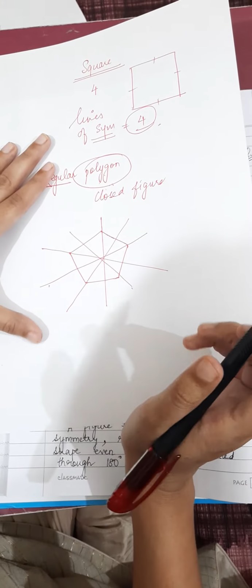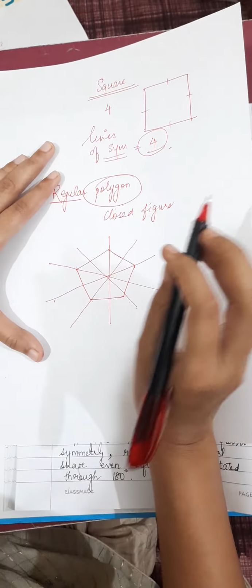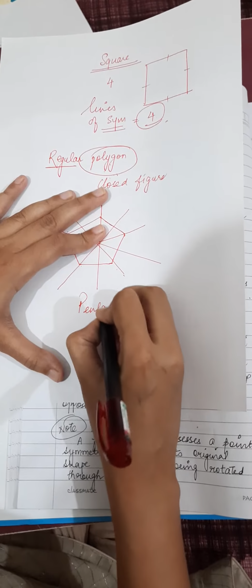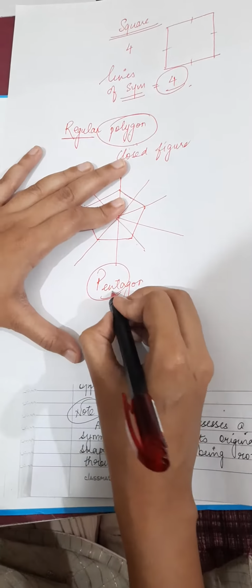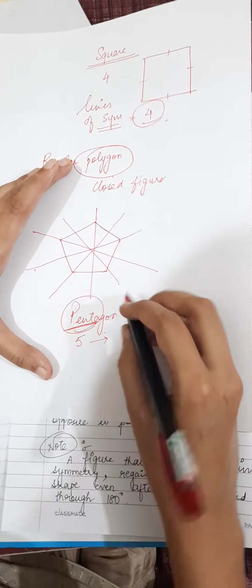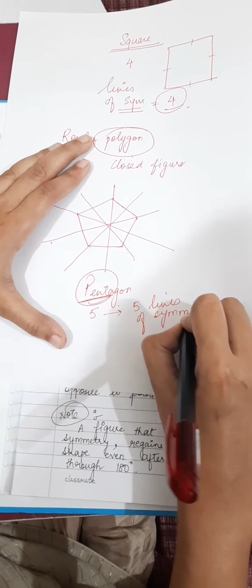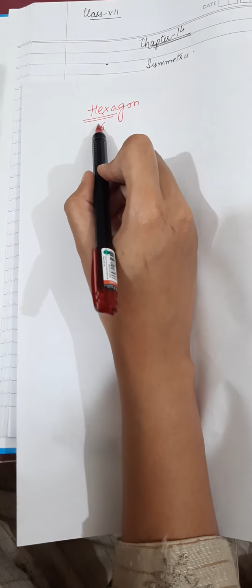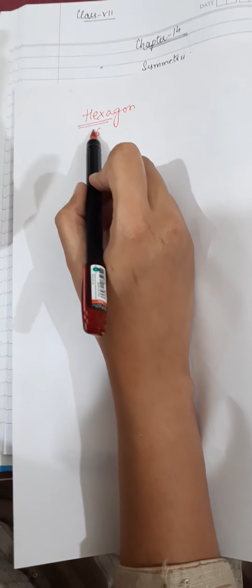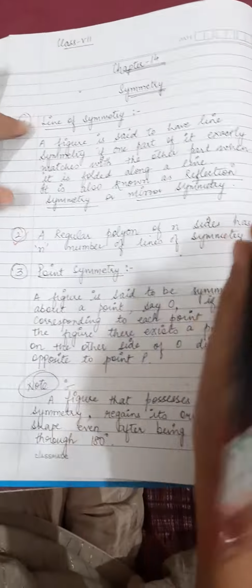I have made 1, 2, 3, 4, 5. I have made 1 extra. Okay, but a pentagon, pentagon means how many sides? 5. So a pentagon is going to have 5 lines of symmetry. Similarly, if I talk about a hexagon, hexagon means 6. So a hexagon is also a regular polygon having 6 sides. So it is going to have 6 lines of symmetry. Okay, so this was your second point.